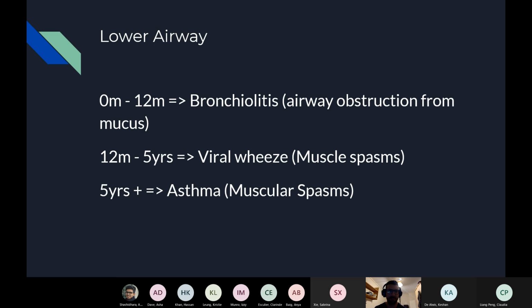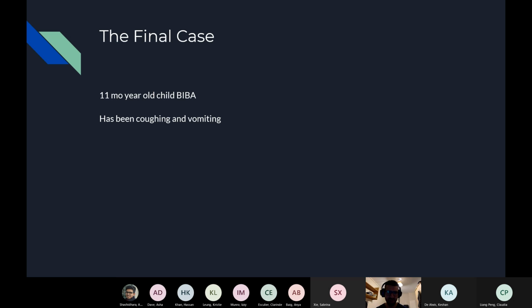So, a little summary. Lower airway, we're done. 0 to 12 months, bronchiolitis, airway obstruction from mucus. Once you get above 12 months to 5 years, normally it's a viral wheeze, okay? That's because of muscle spasms causing the airway to obstruct. Above 5 years, asthma, muscular spasms. Cool. Oh, my throat is very raw.